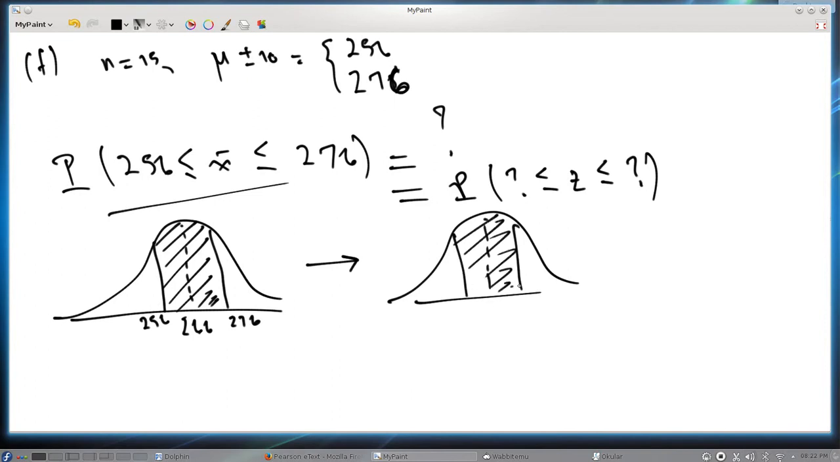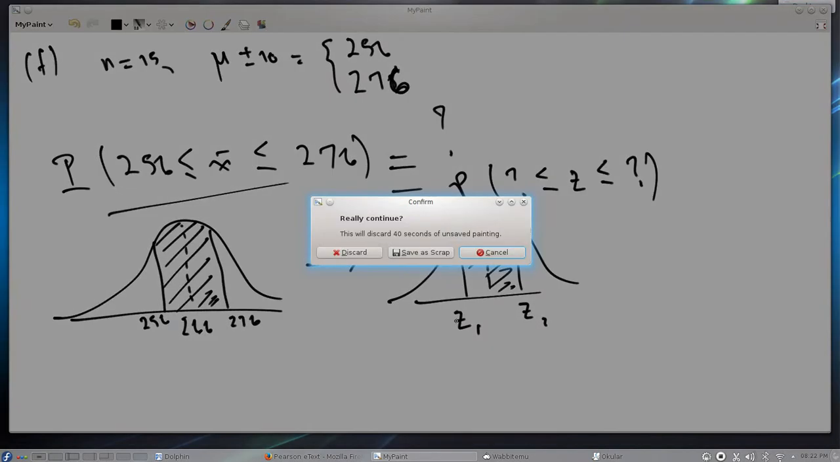So we'll find out what this z value here, let's call it z2, and this is z1. And for that we turn to the z-score. So I'm going to start a new sheet, a new fresh sheet, and so let me rewrite this one more time. So we have a 256 and a 276.